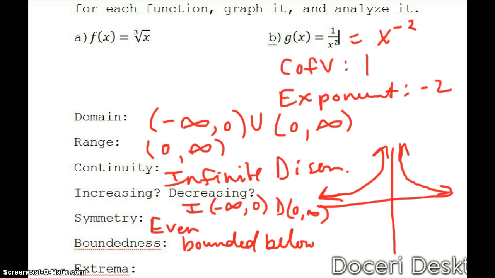But we don't have any extreme values, ones that just kind of stick out there, because we have to have either a peak or a trough in this, and we don't have either. So there's no extreme values, none.